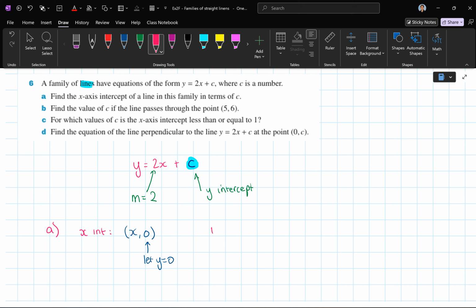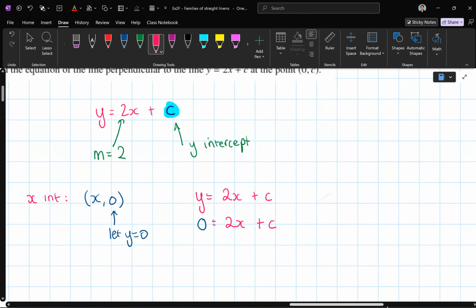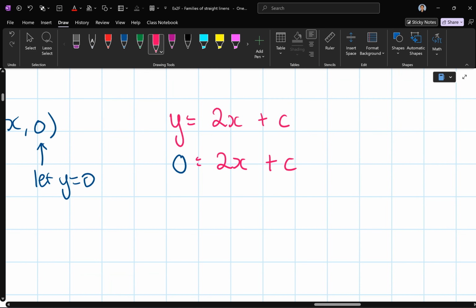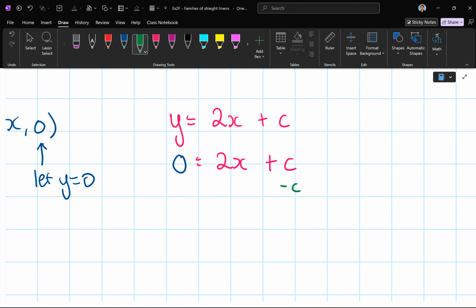Here's your equation again: y equals 2x plus c. If you let y equal 0, then you're trying to solve for x, because you're trying to solve for the x-intercept. I'm going to minus c on both sides because it's a number. Whatever c is, it's positive c, so minus c on both sides. And what I get now is negative c is equal to 2 times x.